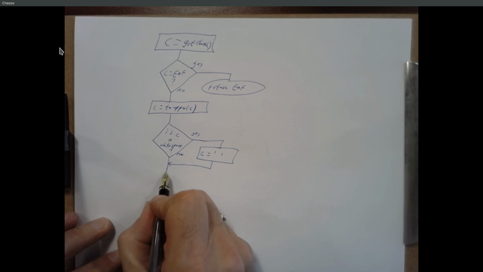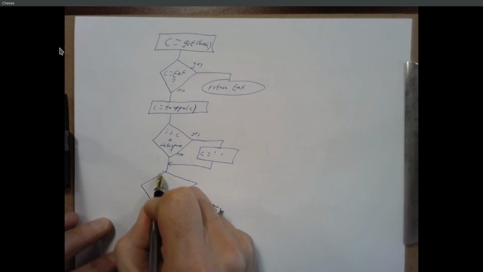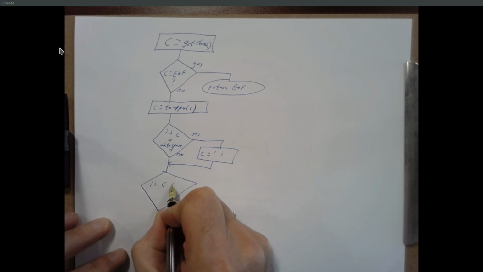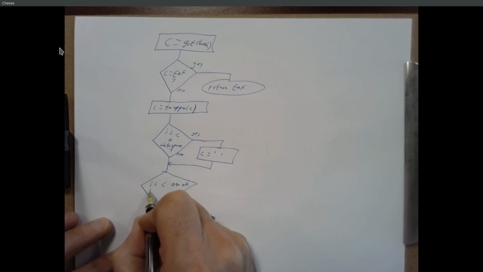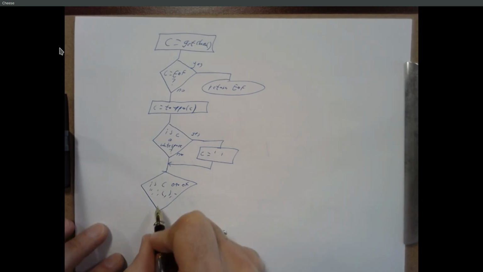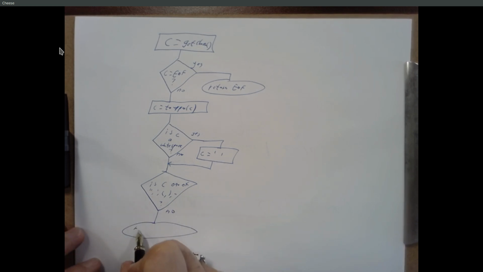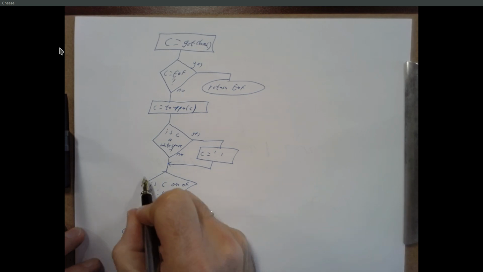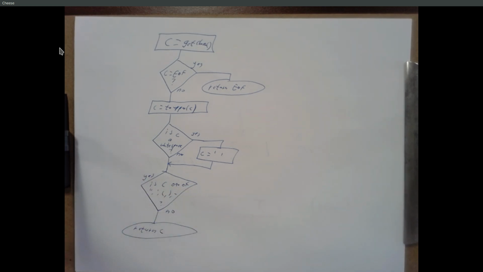So is C one of double quote, quote, left paren, right paren, dash, whatever those characters were we were supposed to ignore? If not, we can just return C. But if it is one of these characters, what should we do? We read a character, it's a character that we don't want to return. What can we do?